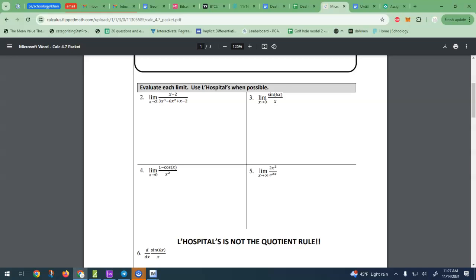So I'm going to take the derivative of the top, which is 1. Derivative of the bottom, 9x squared minus 12x plus 1. Again, it's not quotient. It's a separate derivative. Derivative of the top by itself, derivative of the bottom by itself. And now I can plug in 2. I won't get 0 on the bottom. So it's 36 minus 24, so 1 over 13, that looks like.